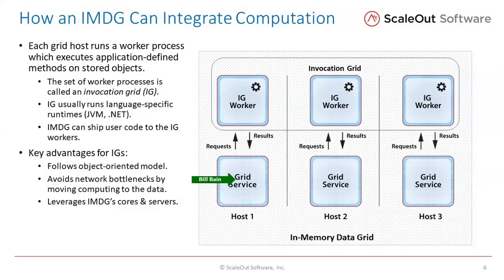What we're doing with this so-called invocation grid, the set of IG worker processes, is avoiding network transfers to access data for processing. So the key to the scalability of an in-memory data grid for in-memory computing is hosting the code on each server in the grid in an IG worker process and having it access only local data. This avoids network bottlenecks and allows us to take full advantage of the object-oriented model. It's also leveraging all of the cores on each server, and also all of the servers in the grid, so you get very nice transparent scalability. So that's how this is done.